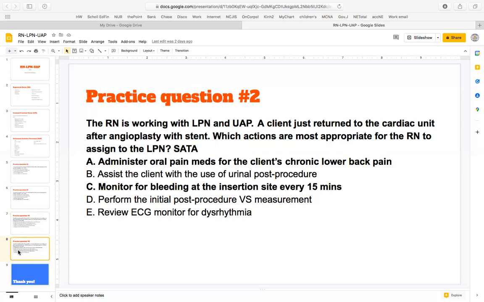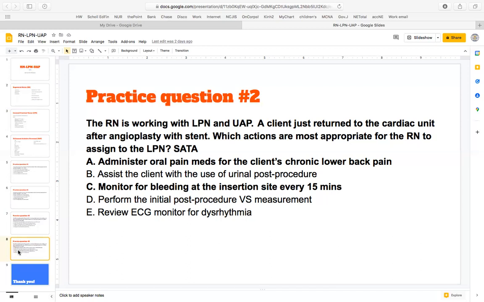Select all that apply. So LPN can administer oral pain meds for client's chronic back pain. LPN, what did I say? LPN is perfect for routine busy work, right? Pain meds, it's busy work. And it's just oral pain meds for chronic lower back pain. That's the keyword, chronic. Chronic has been happening for a long time, right? We're very familiar with this, right? And it's just a back pain. Pain meds for back pain, yeah, they can do that. LPN can do that. LPN can monitor for bleeding at the insertion site every 15 minutes. The keyword is monitor. Monitor is for LPN, right?